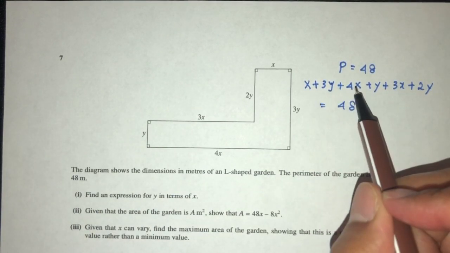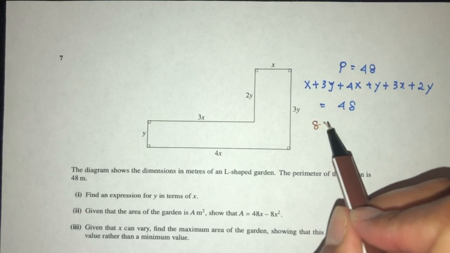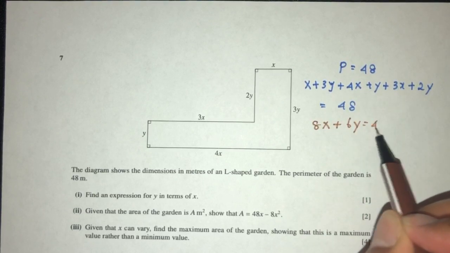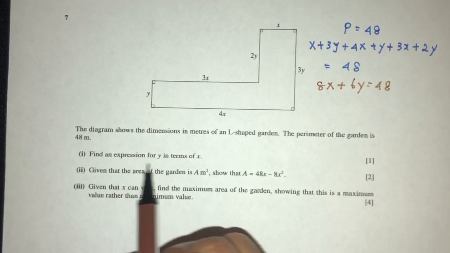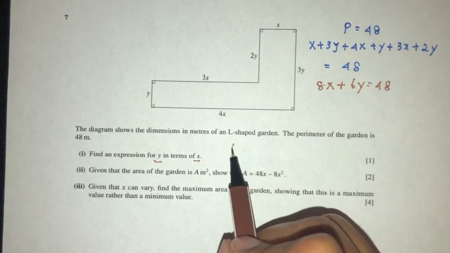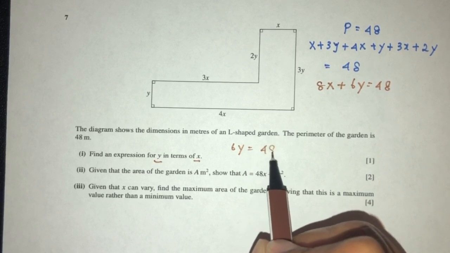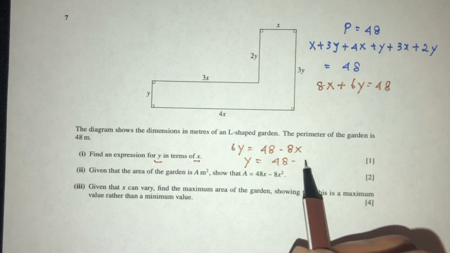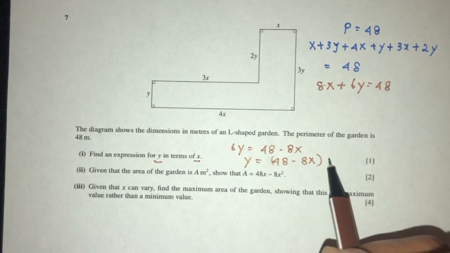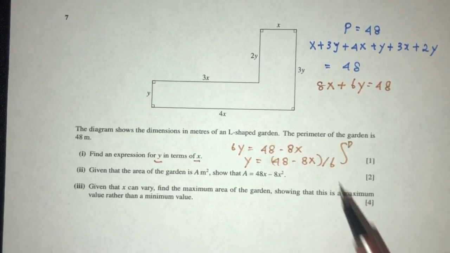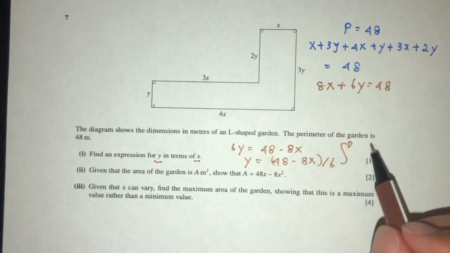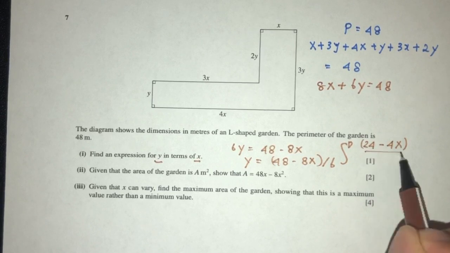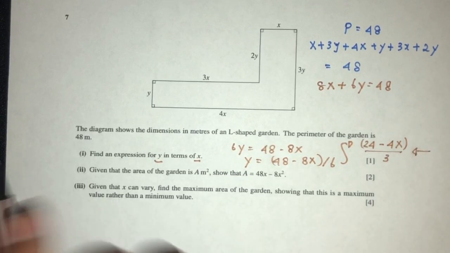x plus 4x is 5x plus 3x is 8x. 3 plus 1 plus 2, that should be 6y, is equal to 48. Okay, now express y in terms of x, so 6y will be 48 minus 8x. So y will be 48 minus 8x divided by 6. Now obviously we can simplify, divide by 2 everywhere. You will have 24 minus 4x divided by 3. That will be y equal to this.